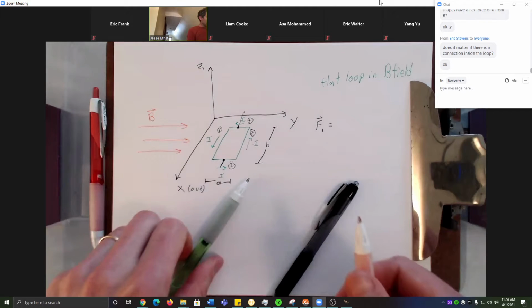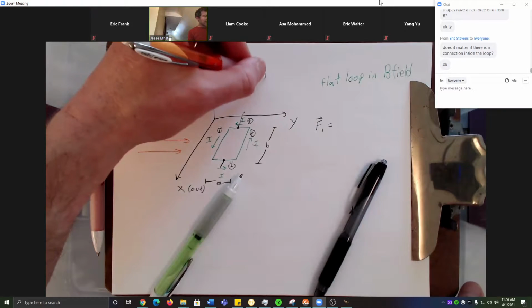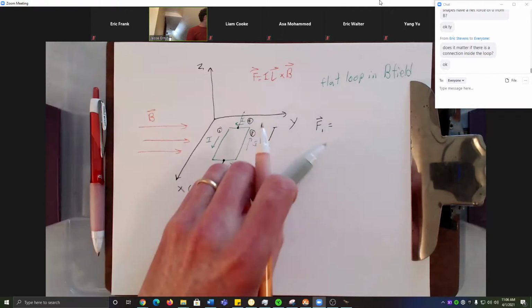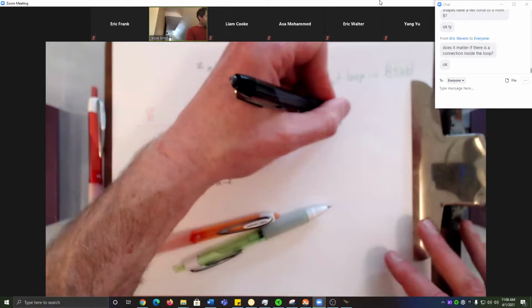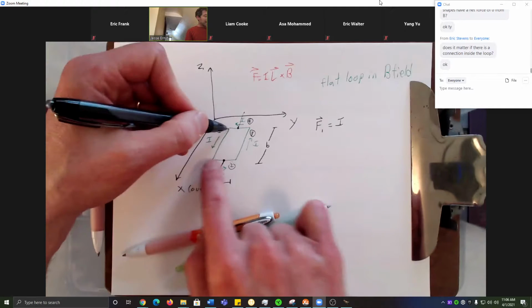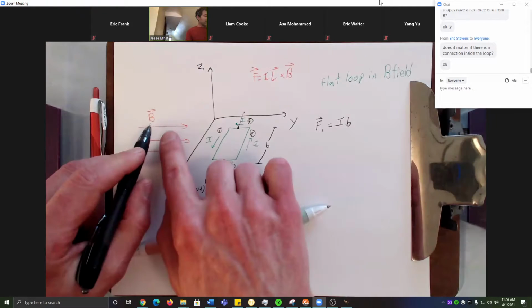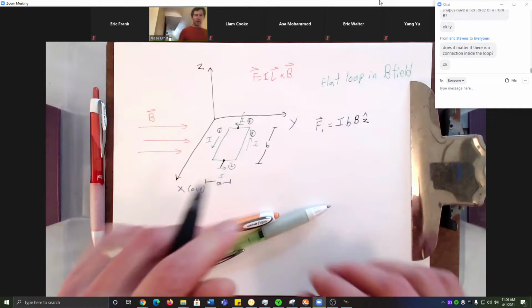And so for the force on this leg, all we're going to do is repeatedly use I times L vector cross B vector. So the force is going to be I times L, in this case the length is just B, the length of the rectangle, times B, this capital B, the strength of the B field, and that's in the Z hat direction. Right?